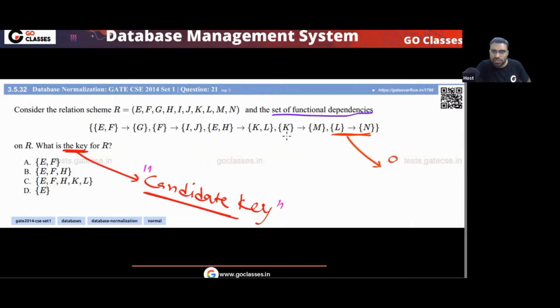There is another notation, a simple notation. What is the simple notation for this FD? Please tell me. The simple notation is L determining N. Yes or no? This is the simple notation.